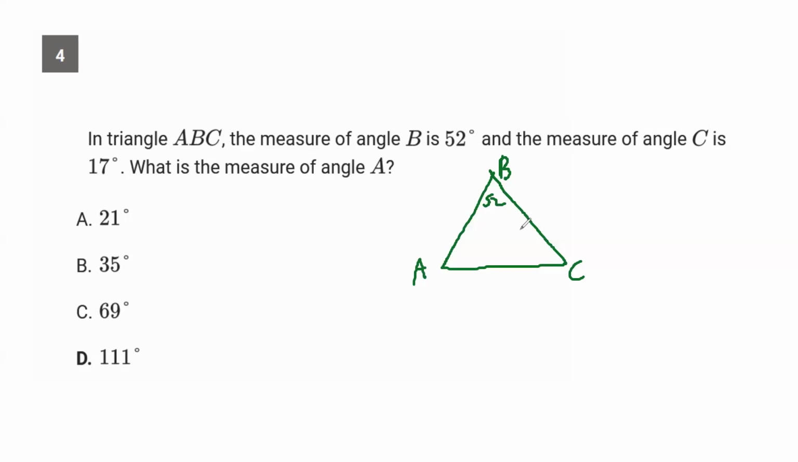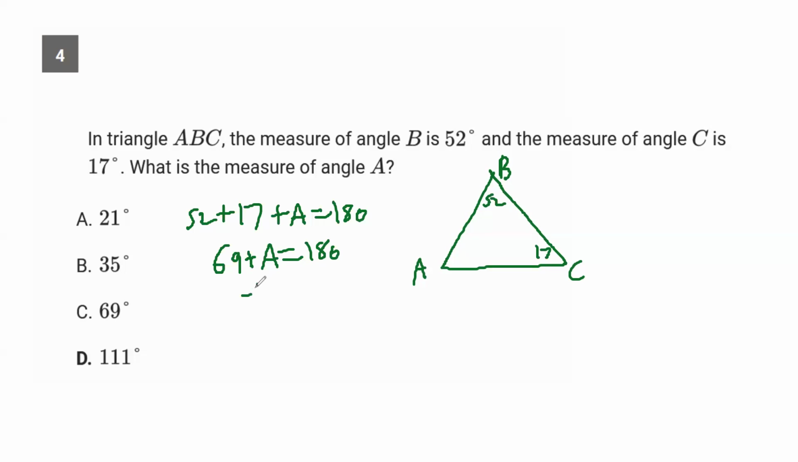You just imagine it, right? So B is 52. C is 17, and A is what we're looking for. So a triangle, right, adds up to 180. So you do 52 plus 17 plus A equals 180. Combine the 52 and 17 to get 69 plus A, which equals 180.